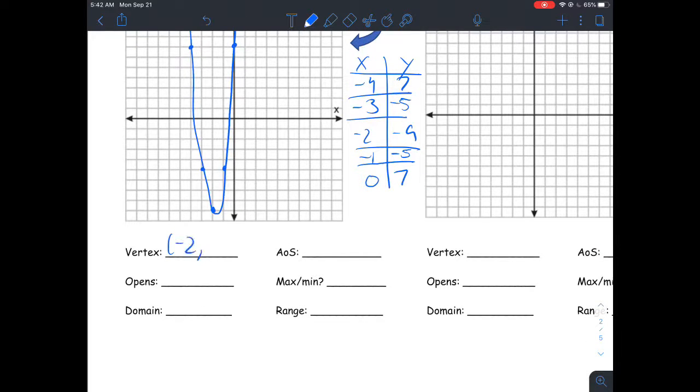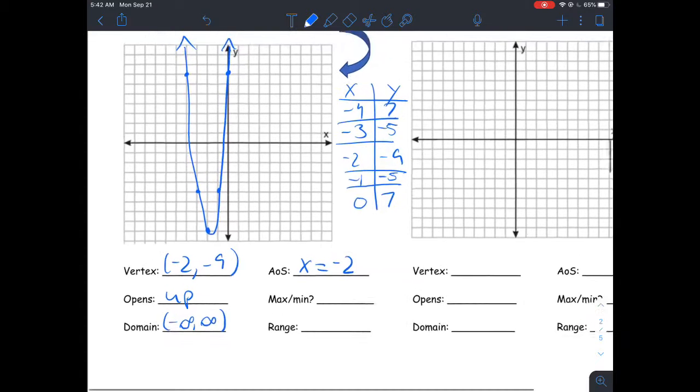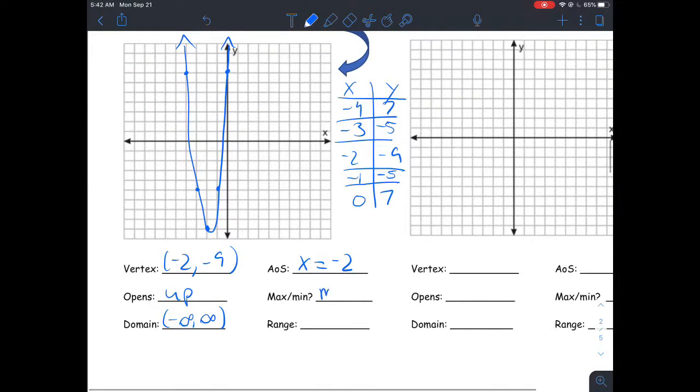So then our vertex, we already found that, right? That's minus 2, minus 9. This one opens up, right? Up like a cup. The domain is going to be negative infinity to positive infinity. Axis of symmetry is x equals negative 2. Then this is definitely a minimum, right? This is our smallest point there. And then the range is going to be negative 9 to infinity because it opens up like a cup.